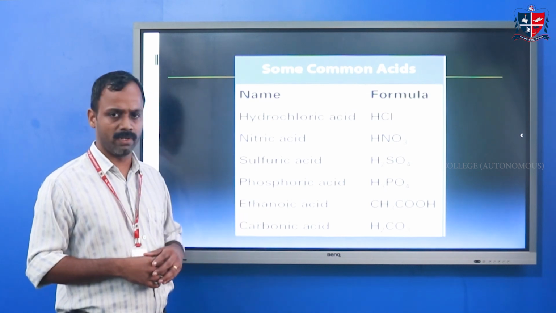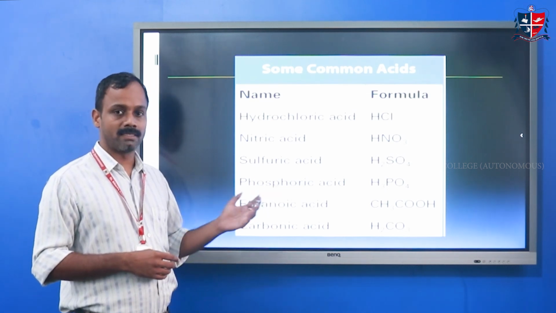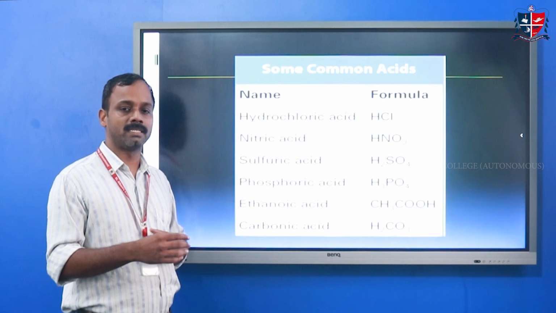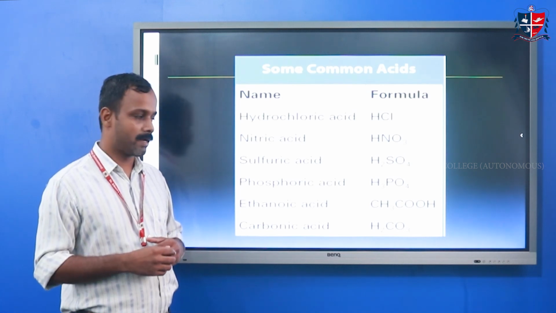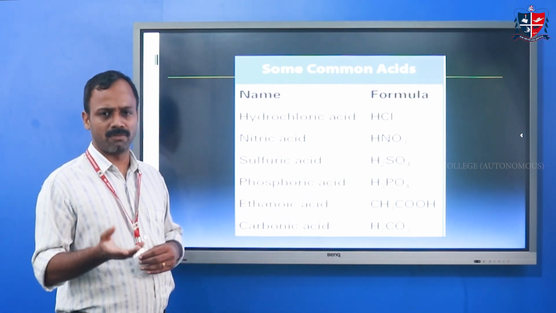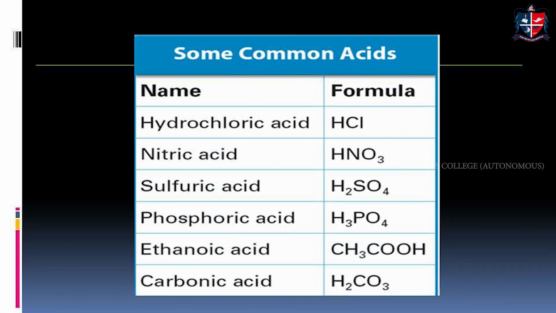And ethanoic acid, we know that it's a weak acid. Weak acid means it dissociates only partially in water, right? It gives H plus ions in water. That's why we call it an acid. Similarly, carbonic acid. We know that when carbon dioxide is dissolved in water, we get soda water or carbonic acid. It's also a weak acid.